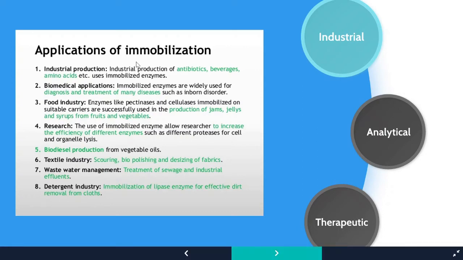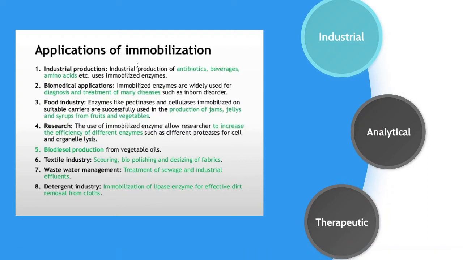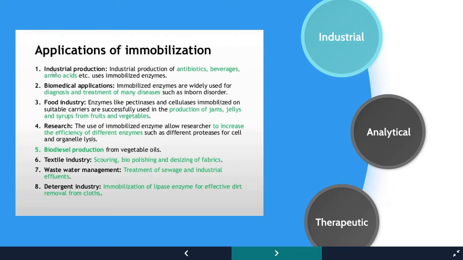So there are 3 different applications: industrial applications, analytical applications, and therapeutic applications. Here, industrial production of antibiotics, beverages, amino acids. For the production of these, they are used in industrial production.